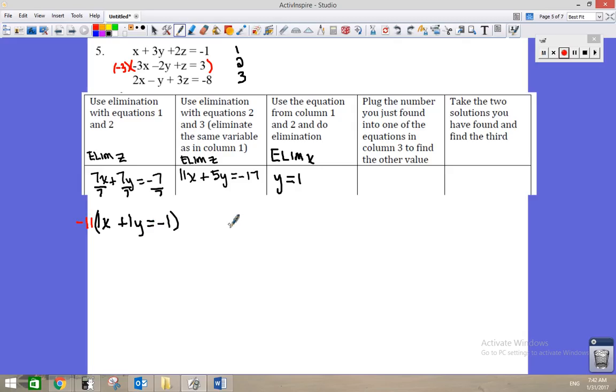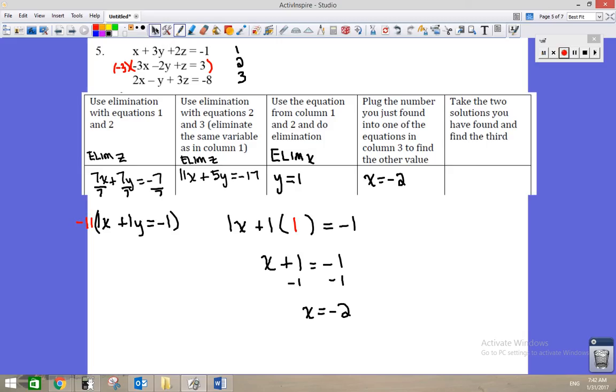I have 1x plus 1y is equal to negative 1. But I didn't write the y down because I know y to be 1. So what this says is x plus 1 is equal to negative 1. If we subtract 1 from each side, we see that x is equal to negative 2.